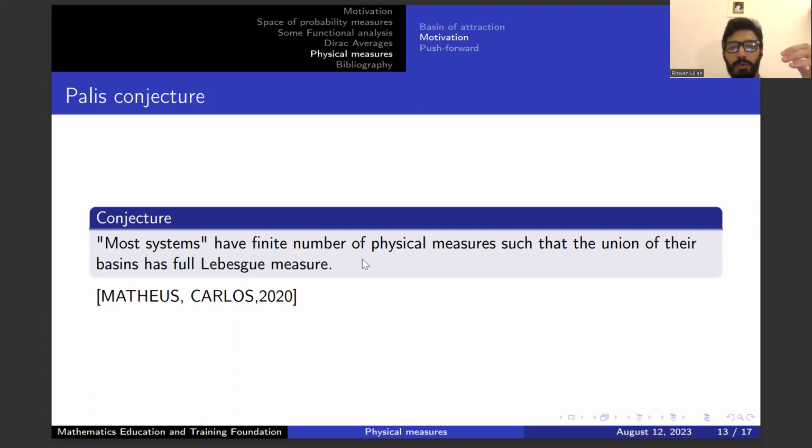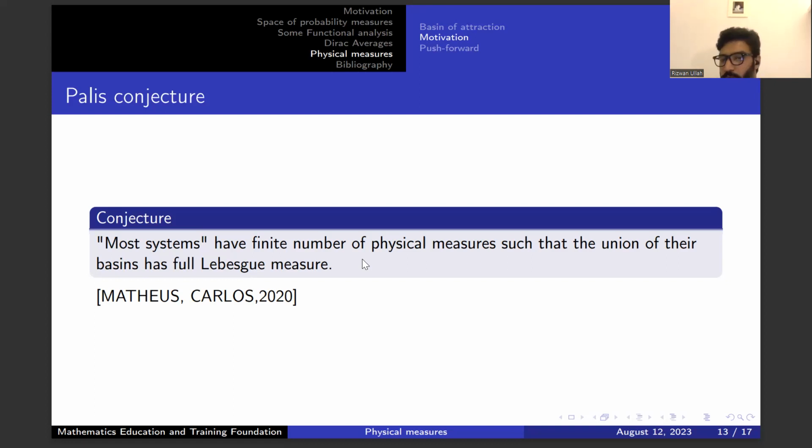So you just figure out all those finite number of things. You just deal with those finite number of things, and you get an explanation for an uncountable number of orbits, an uncountable number of problems. You just need to deal with a finite number of things. So this conjecture is in fact another motivation which is telling us the importance of the physical measure.